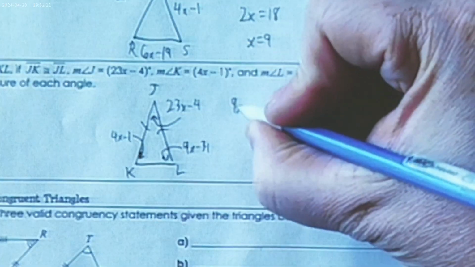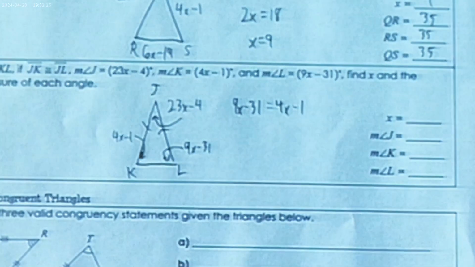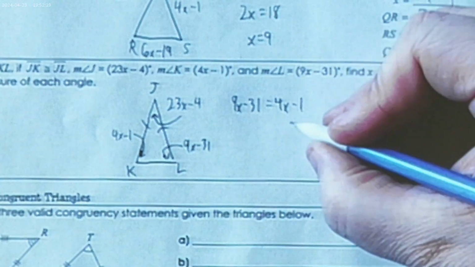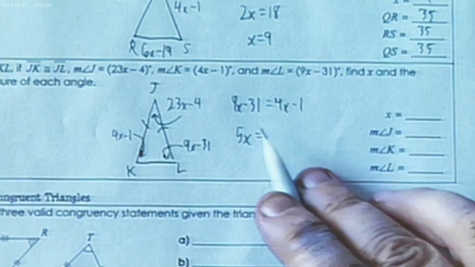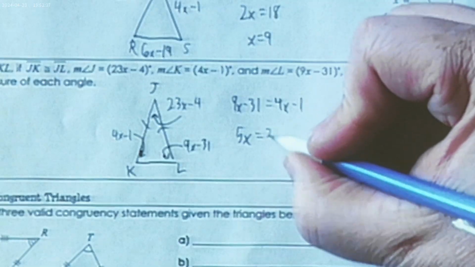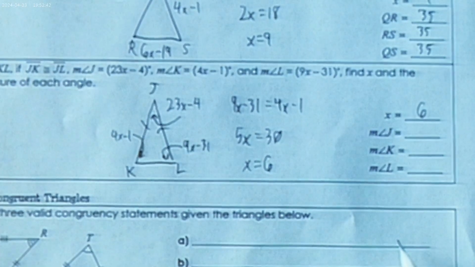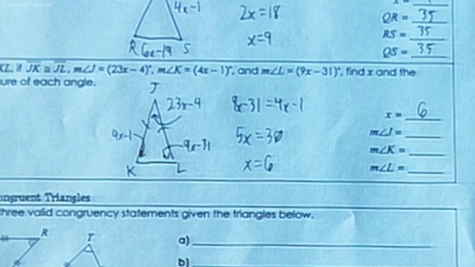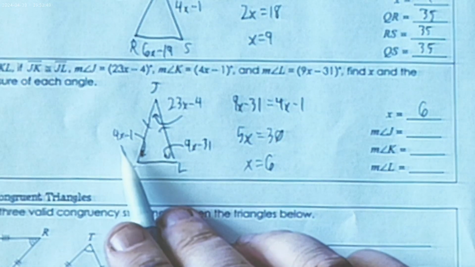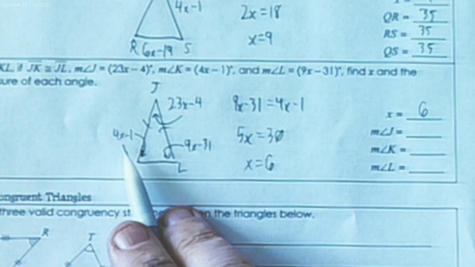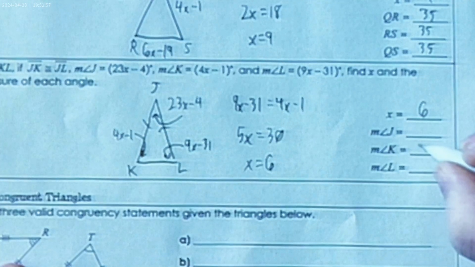So 9x minus 31 is going to be equal to 4x minus 1. Solving through, I'm going to subtract 4x from both sides, which gives me 5x. Then I add 31 to both sides, which equals 30. So x equals 6. Now I've got to solve for the measure of each angle. I'll solve for this one first: 4x minus 1, 4 times 6 is 24, minus 1 is 23. So K is 23.